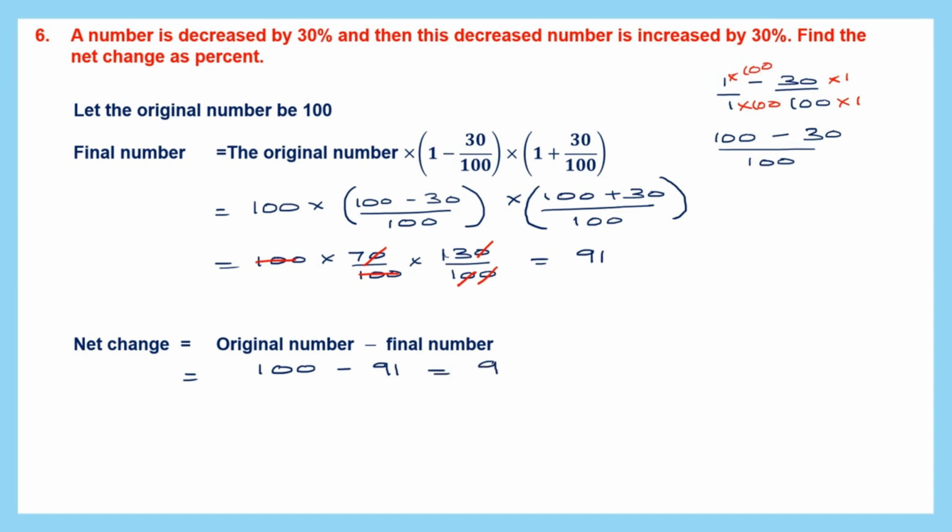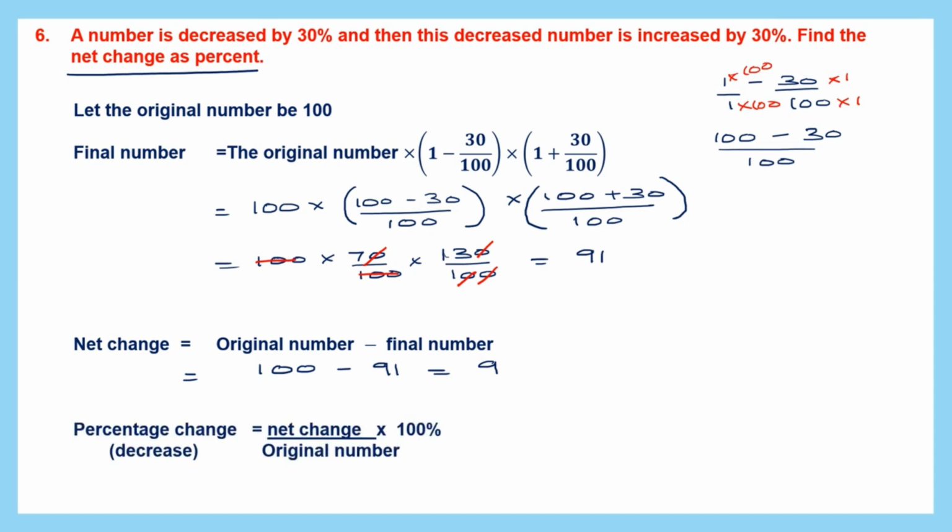Now here we've been asked to write the net change as percent. So to find the net change as percent, we say percentage change is equal to net change divided by the original number into 100%. So what is the net change? 9. What is the original number? 100. Now multiply this by 100%. So we can cancel this 0 and this 0. So what do we have left? We have 9% left. So this is our answer. This is the net change as percent, 9%.